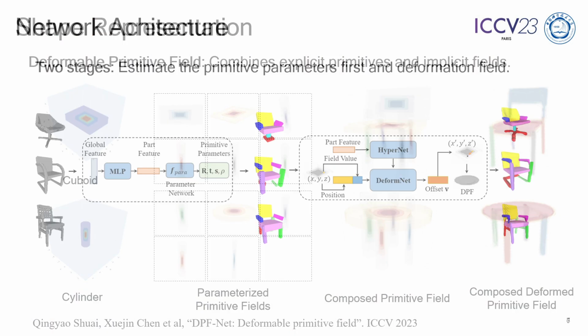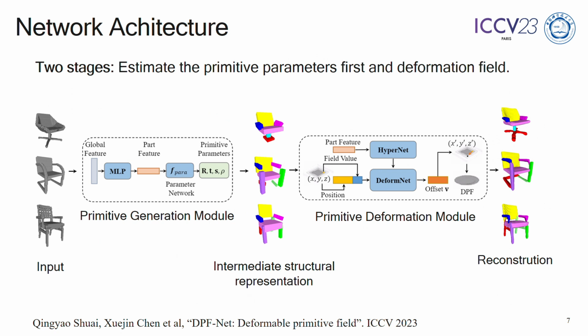Our DPF-Net consists of two stages in a coarse-to-fine reconstruction manner. In the first primitive generation module, we predict the primitive shape parameters, including rotation r, translation t, scale s, and an existence probability of primitive field \rho. In the second primitive deformation module, we predict the offset vector for each voxel in the primitive field and construct a deformation field for each part.